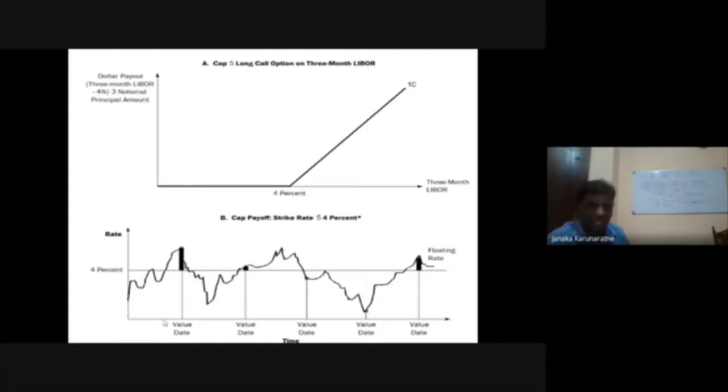So these are the value dates. On each value date, if the rate goes up, you will get a positive payment. Here, on this value date, you don't have to worry because the rate is below 4%. You can borrow from the market. But here, when the value date rate goes up, then you will get the interest differential.